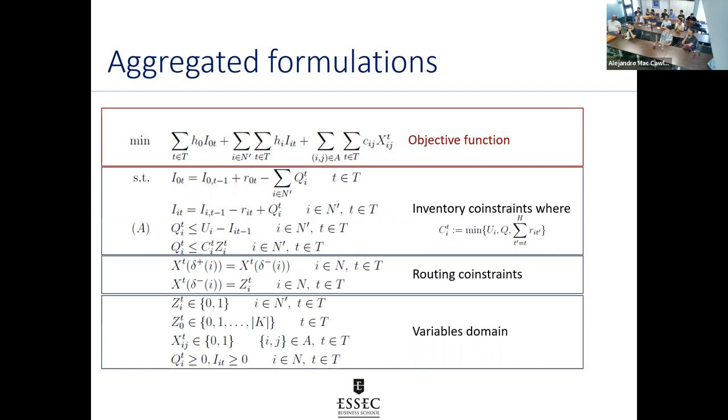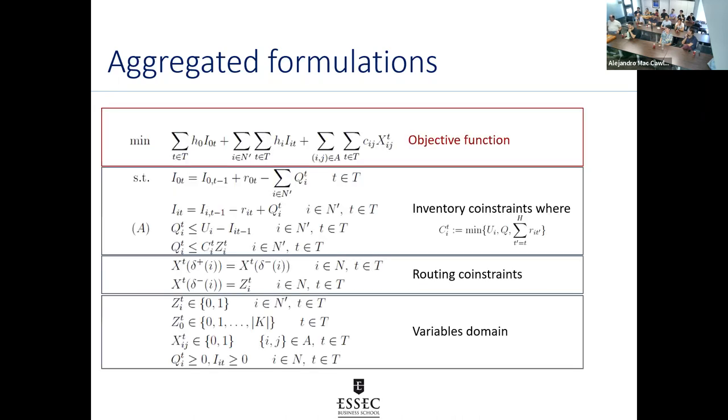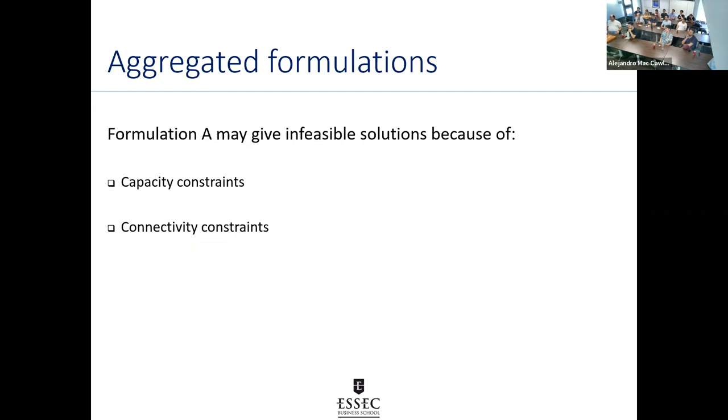This formulation, which we call formulation A, is not a complete formulation for the IRP because two things are missing. We are not defining the capacity constraint, so there's nothing in the formulation that fixes the capacity. And there is no connectivity constraint. Indeed, the routing constraints are just degree constraints here, but there's nothing saying that the routes have to be connected. So these two elements are missing. We will now see how we can complete formulation A by introducing constraints that satisfy capacity and connectivity in different ways, and we will compare these different ways of formulating them.